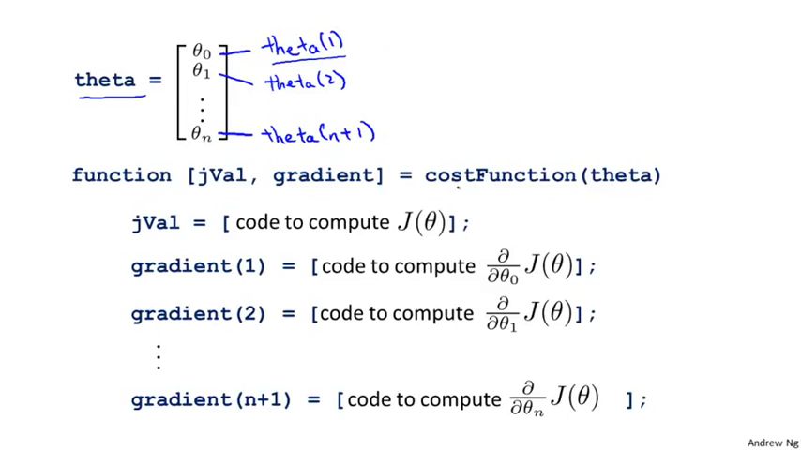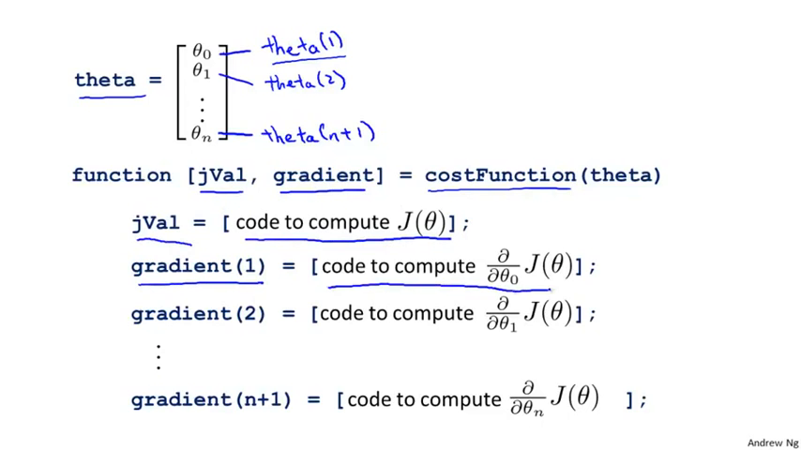So what we need to do then is write a cost function that captures the cost function for logistic regression. Concretely, the cost function needs to return jVal, so you need some code to compute J of theta. And we also need to give it the gradient. So gradient 1 is going to be some code to compute the partial derivative with respect to theta 0, the next the partial derivative with respect to theta 1, and so on. And once again, this is gradient 1, gradient 2, and so on, rather than gradient 0, gradient 1, because Octave indexes its vectors starting from 1 rather than from 0.